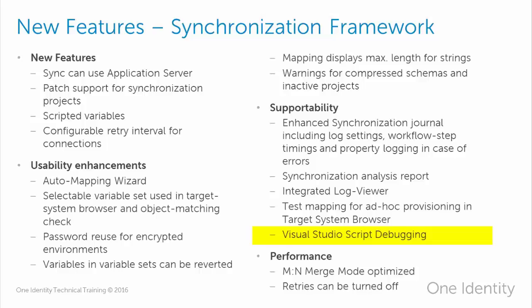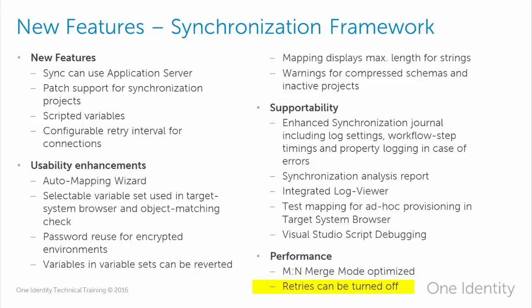Two more features optimizing the performance. Feature number one, it's an enhanced M2N merge mode between users and groups. Please remember, users and groups typically take a lot of time, and our developers found something that allows to speed up this specific process. The second one is that you can turn off retries.